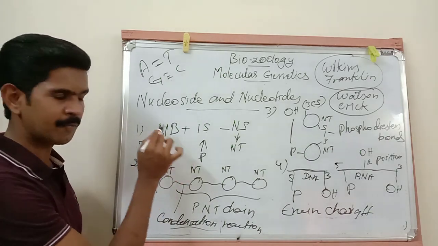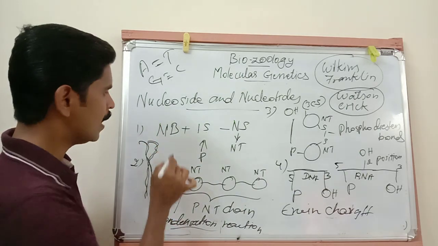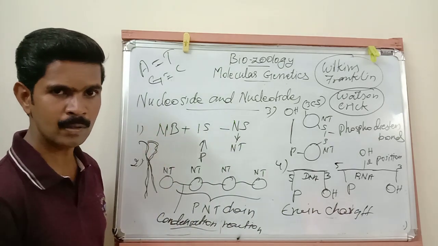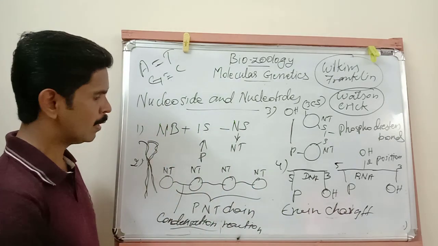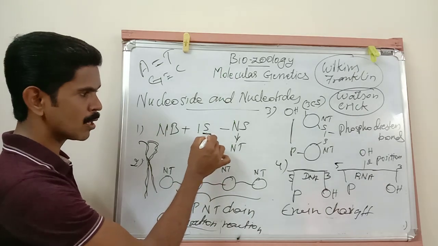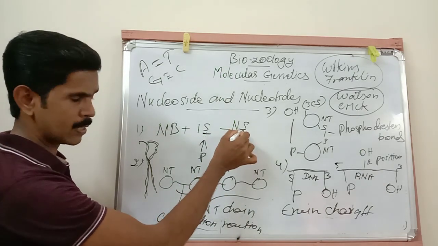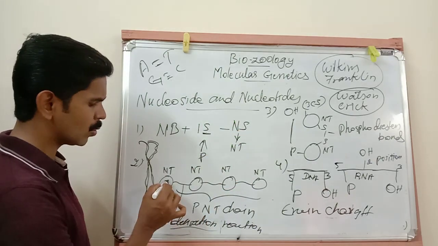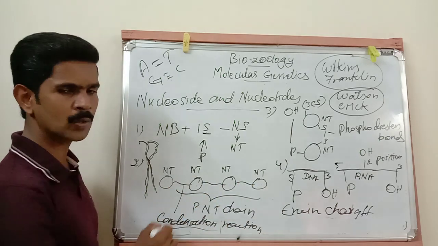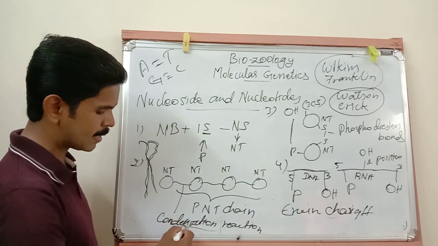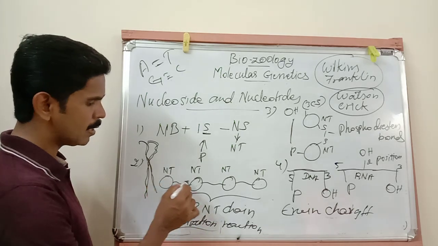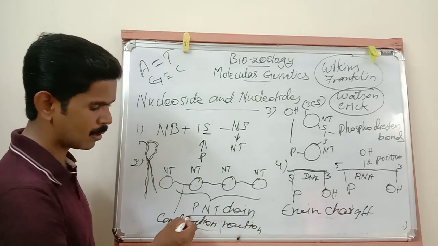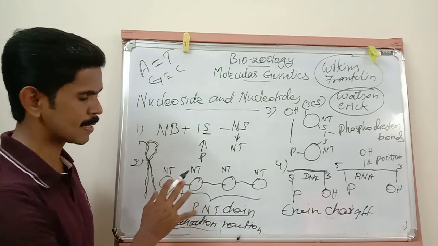One, nitrogenous base. The first point is that when a nitrogenous base is linked with one sugar molecule, immediately it is converted into a nucleoside. When one phosphate is linked with the same sugar molecule, immediately this nucleoside is converted into a nucleotide. The second point: many nucleotides are linked together by a reaction called condensation reaction. All these nucleotides are linked together forming a chain. This chain is called a polynucleotide chain.